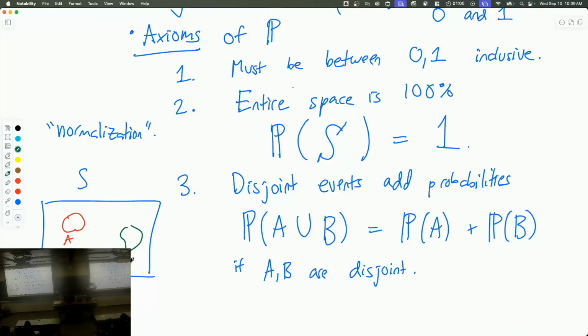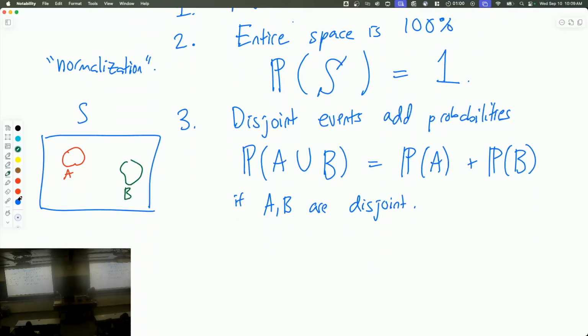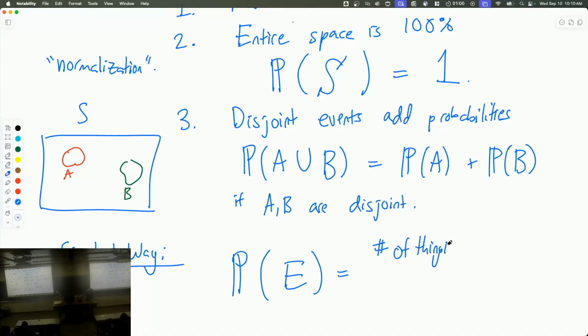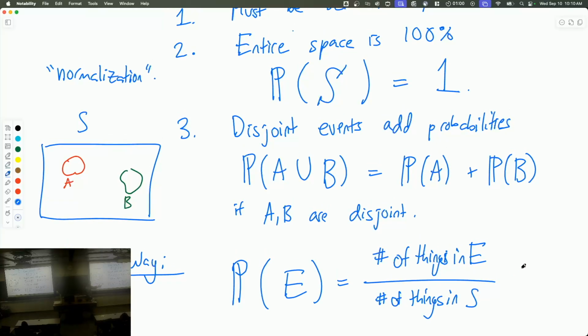With these three axioms, you can come up with all sorts of wild and wacky different ways to satisfy them. But the simplest possible way, and this is the most common example of a probability function, is exactly what we did. The probability of some event E is equal to the number of things in E divided by the number of things in S. So this is the equally likely situation where to get the probability of something, you just count the number of ways it can happen divided by the total number of things. This satisfies all three axioms of probability.